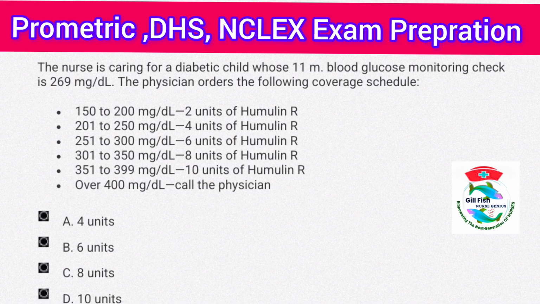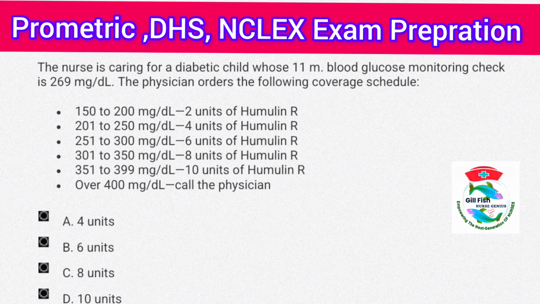251 to 300 mg per deciliter, that is 6 units of human insulin. 301 to 350 mg per deciliter, that is 8 units of human insulin. And 351 to 399 mg per deciliter, 10 units of human insulin. Over 400 mg, call the physician. So that is the physician's order given for us.